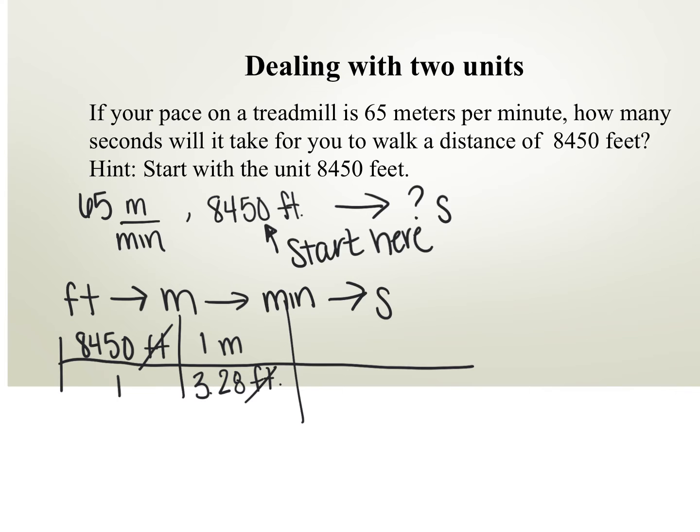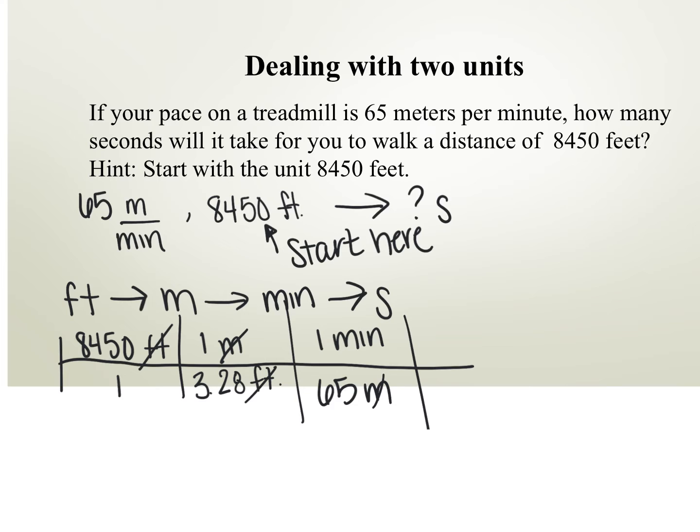So now feet have canceled. We're in meters. Now we have to get to minutes. So this is where you're going to use this conversion factor. How many meters do you go in a minute? 65 meters per minute. Per minute is the same as for every 1 minute, yes? If meters are up here, what unit has to go down here? So 65 meters goes in the bottom. 1 minute goes in the top.